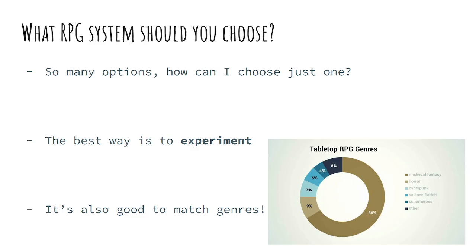Now, I mentioned in the beginning that there are hundreds, if not more, tabletop role-playing game systems. There's such an array of options, how do you choose one? There's no easy answer, but the best way is to experiment.